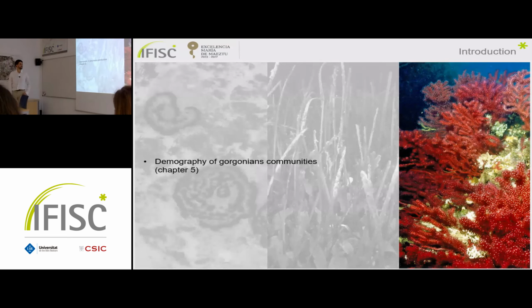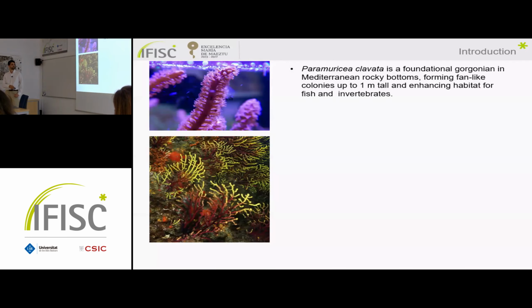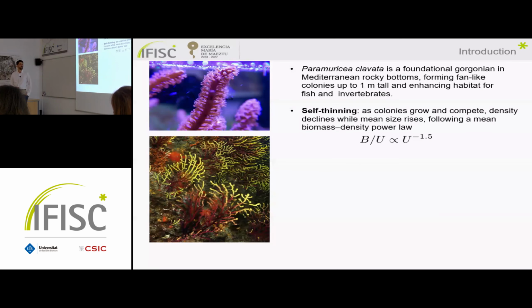So finally, the last part of the talk is about the demography of Paramuricea communities. Just to remind you, because I said it at the beginning and it was a long time ago, we're working with Paramuricea clavata, that is this coral that creates colonies and creates these communities of many of these colonies. They show this self-thinning behavior, that is found in many different systems, where the mean biomass is proportional to a power, it's a power law, of the number of individuals.